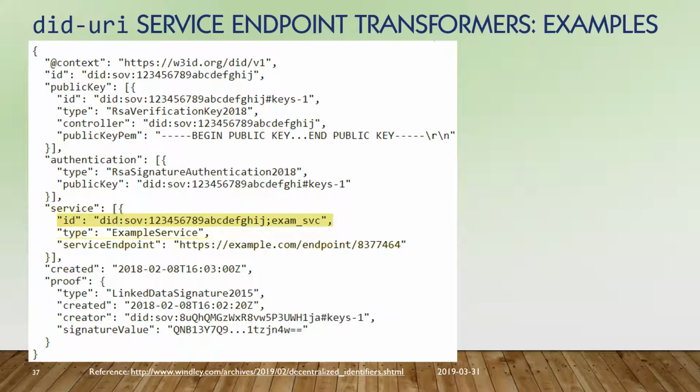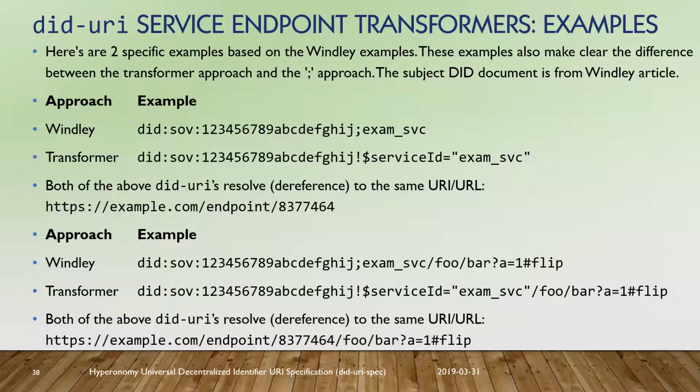There's the one ID attribute that's highlighted in a golden color, and that particular DID URI we're going to use as a sample. We look at an example.